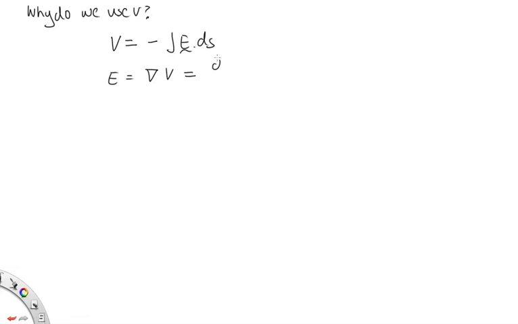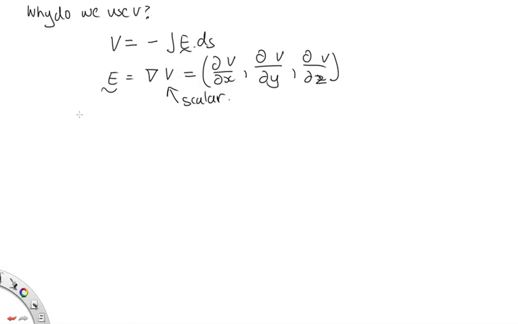So what this means is E is a vector, so this is d dx of V, d dy of V, d dz of V. These are the same thing. So V is a scalar and E is a vector. And this inherently makes V much easier to deal with, as instead of having the 3 components for each of the spatial directions, we only have 1 component because it's a scalar. So 1, it's easier because it's a scalar.